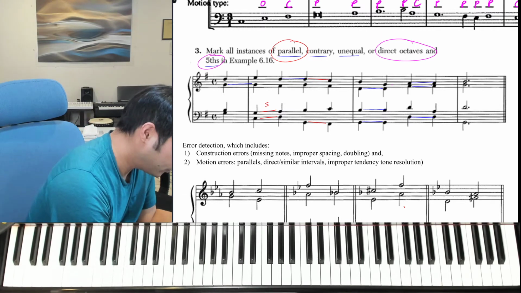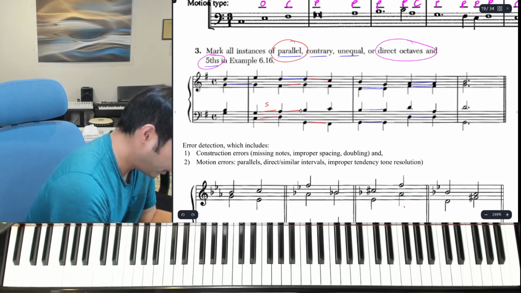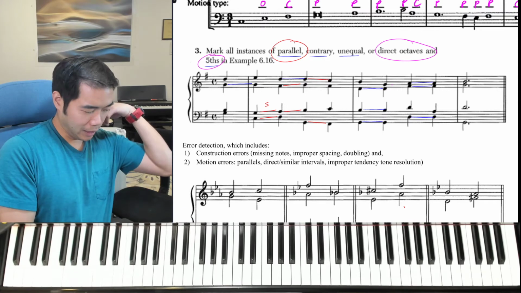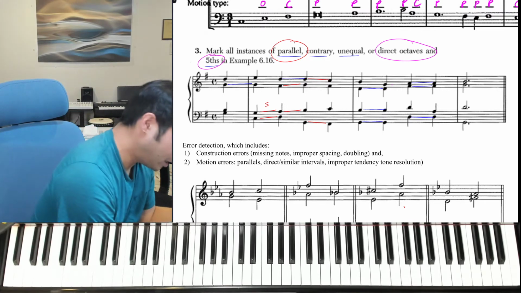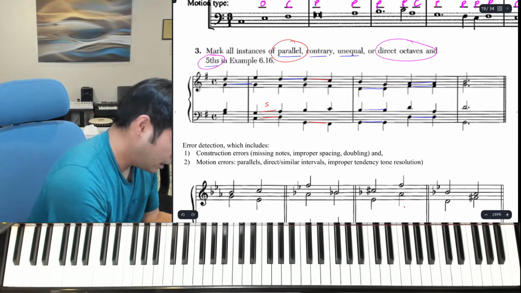Continuing our hunt. Okay, so next part here, we're looking for parallel motion. We do have parallel motion between the tenor and the alto. They're both ascending by a step. But what interval is that? That's a sixth. Sixths are good. So that's fine. Going on.